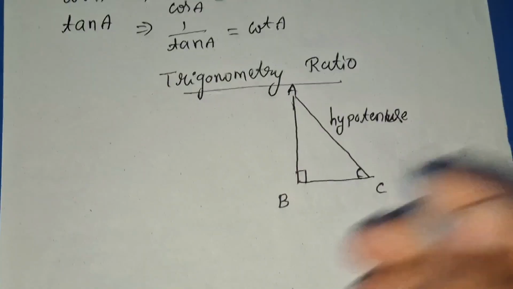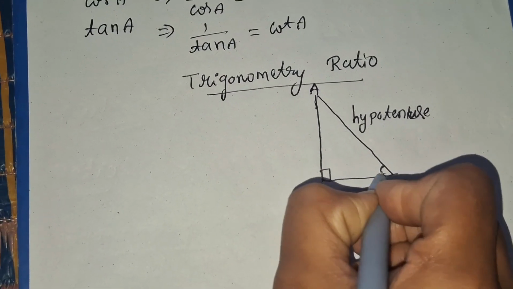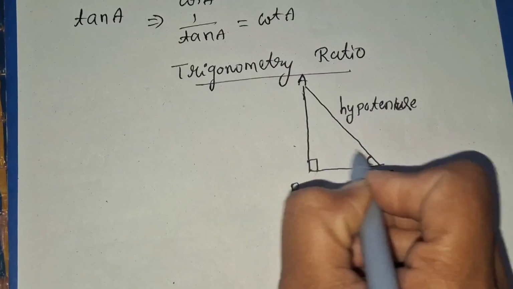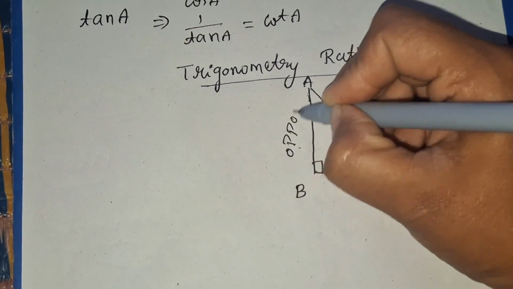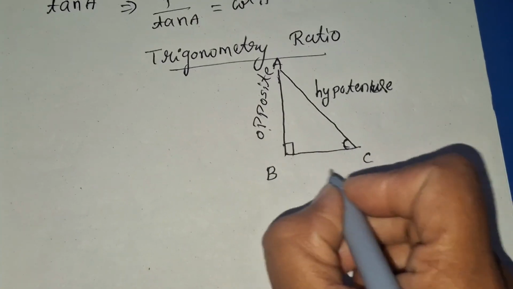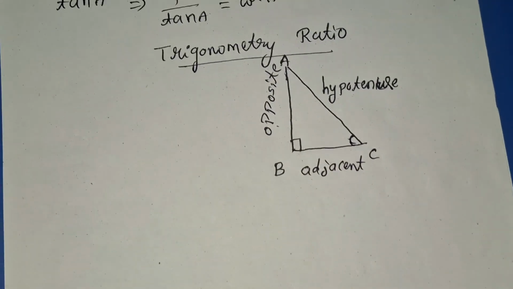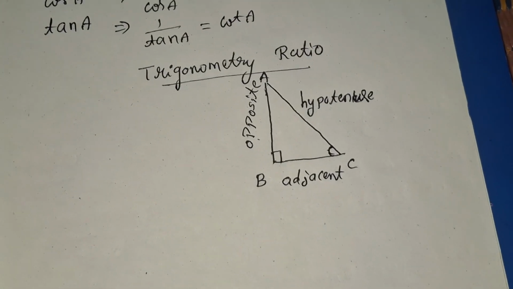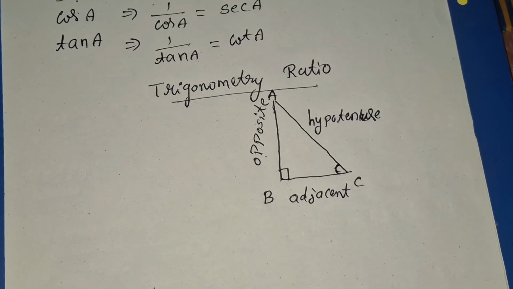Hypotenuse. So next one, which one is the acute angle? The side opposite this angle is called the opposite side. The remaining other side is called the adjacent side. So what is the adjacent side? Adjacent means two line segments having the same point, joining the same point, or having the same vertex.